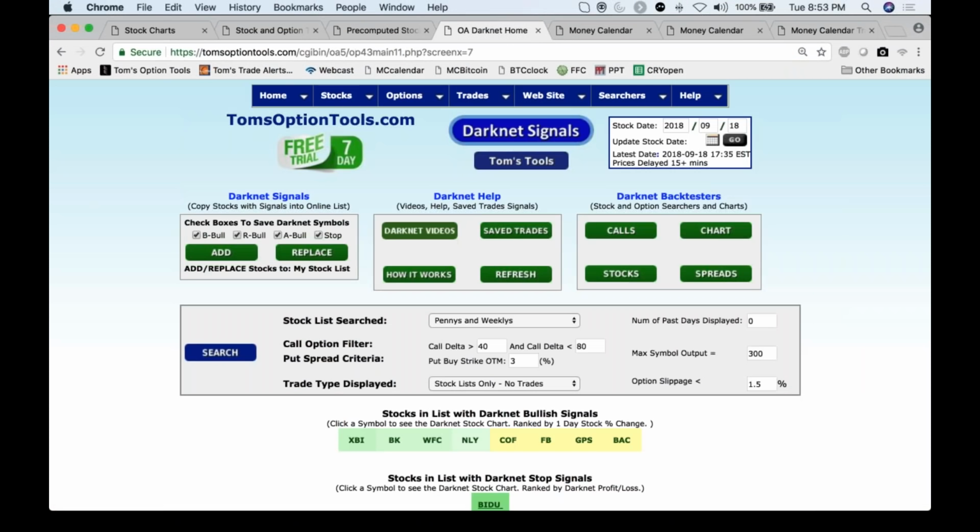So I'm going to come over here to Darknet. I've got my Darknet trades up. I've already hit the button so I can get ahead of myself and scan. So I've done a search on the penny and weekly stocks. This is what's come up.